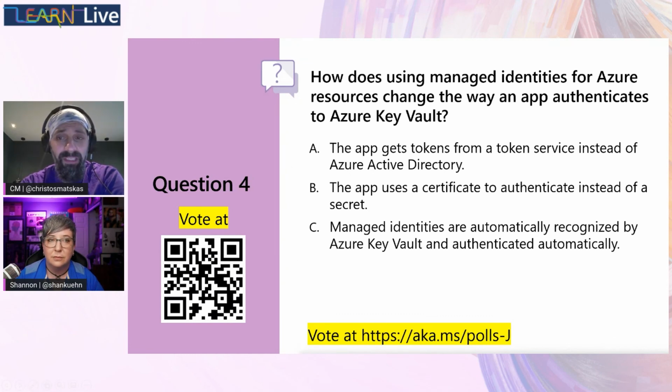So the app uses a certificate to authenticate against a secret. No, managed identities have keys behind the scenes, so nobody sees them. So there's no secret or certificate to worry about. We don't even see them. So it's not that. Definitely not B.